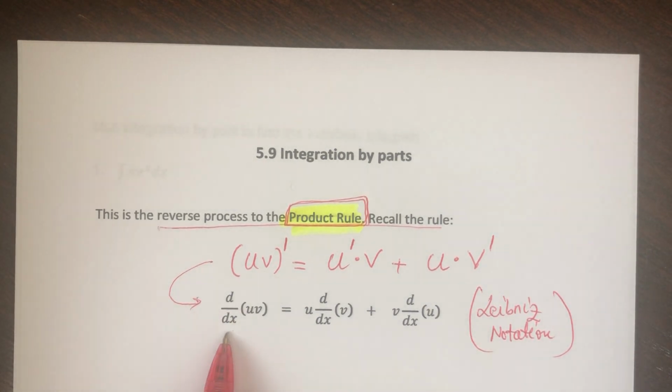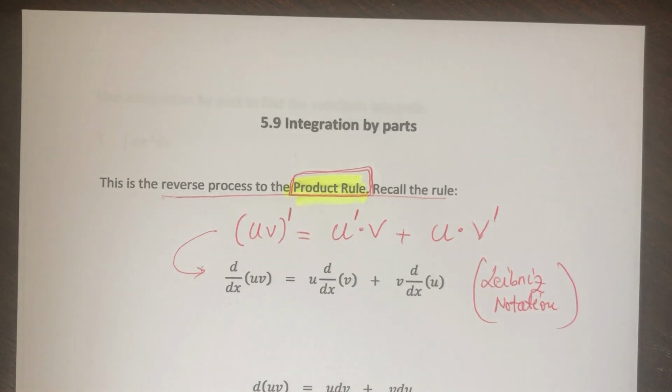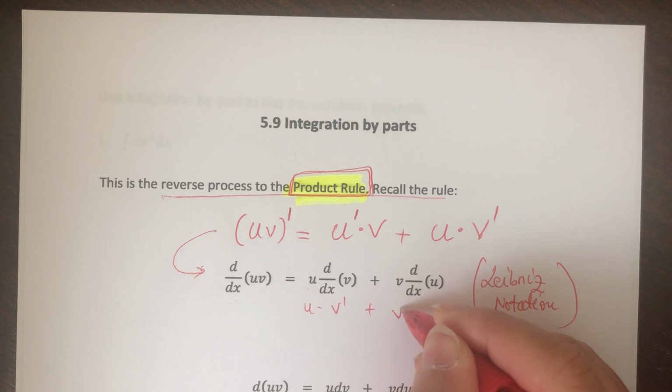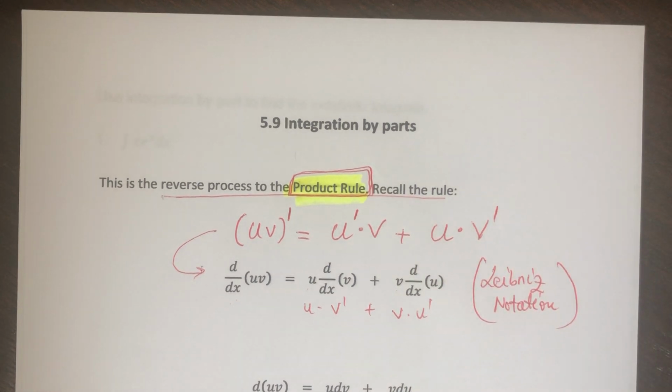So the derivative with respect to x of uv, they're actually written a little bit backwards here. You leave the first one alone, take the derivative of the second one, plus leave the second one alone, take the derivative of the first. The order doesn't matter, but you take the derivative of one of them at a time. So that's just u times v prime, and that's v times u prime. That's what that stands for.